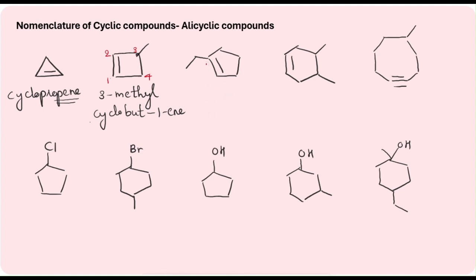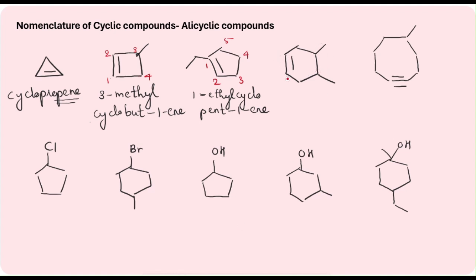Similarly, for the next molecule, we can number it this way. So what will be the name of the molecule? So the prefix would be ethyl, hence 1-ethyl. You have to write 1-ethyl here, right? Because with respect to the double bond, it is at the first position. That's why 1-ethylcyclopent-1-ene, or 1-ethylcyclopentene. Either way it is correct.